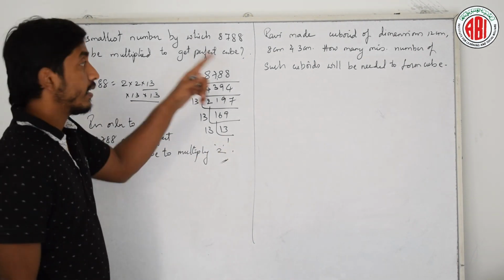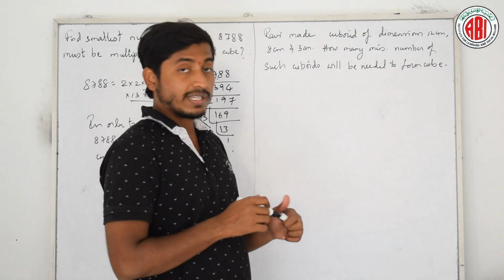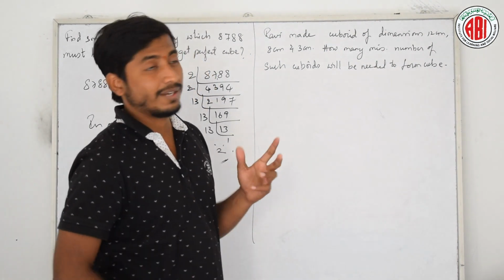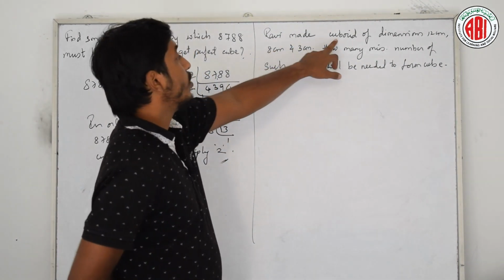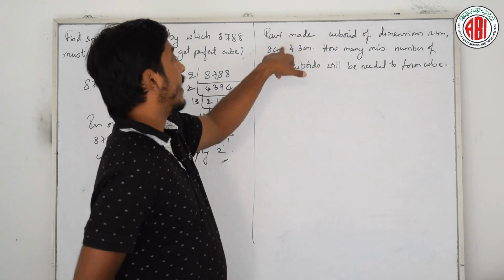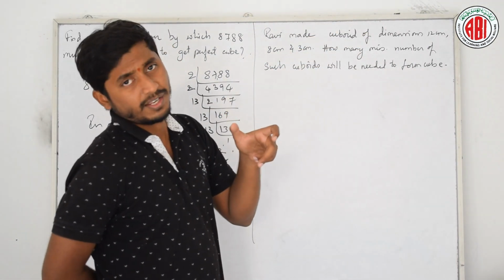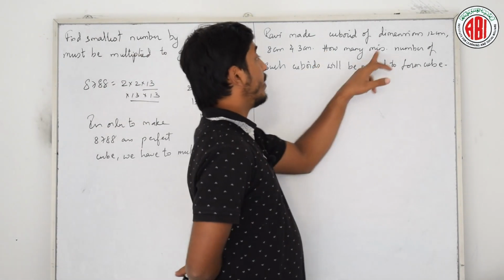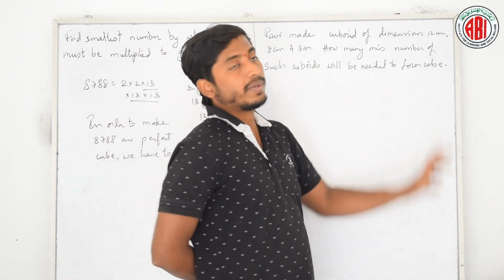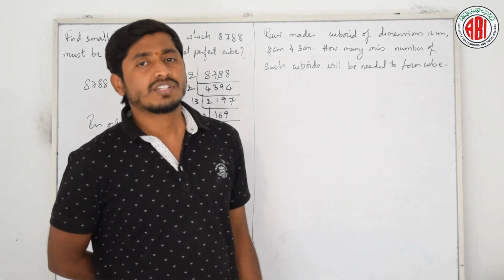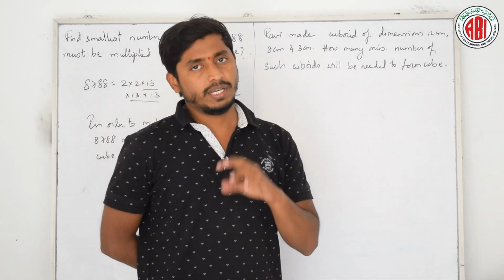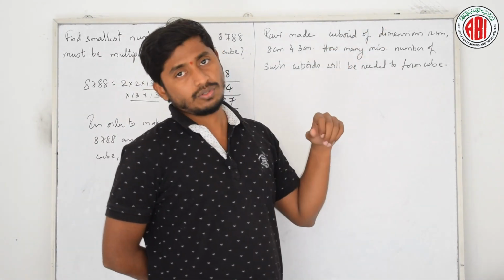Do you understand? See here. Now one more question. This is again very easy and important. Ravi made a cuboid of dimensions 12, 8 and 3. Length is 12, height is 8 and breadth is 3. He is asking how many minimum number of such cuboids will be needed. Okay. What is the volume of a cuboid? L into B into H. That is, we have to multiply all those 3.